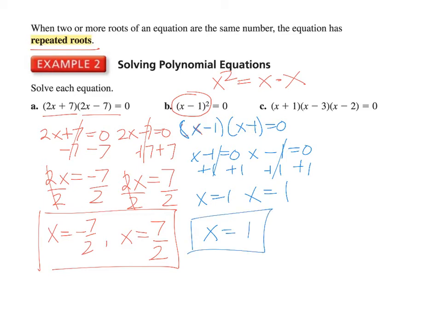All right, on to the next example. Okay, I have to set all of these now, all these binomials, equal to 0. So I don't have that much space here, so I'm going to stack them. All right, solve each of them.